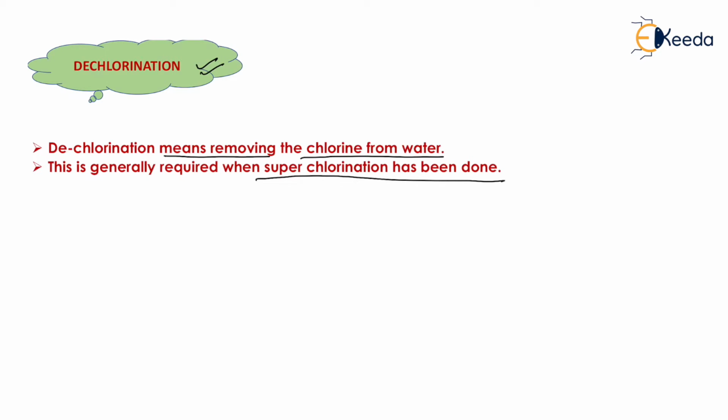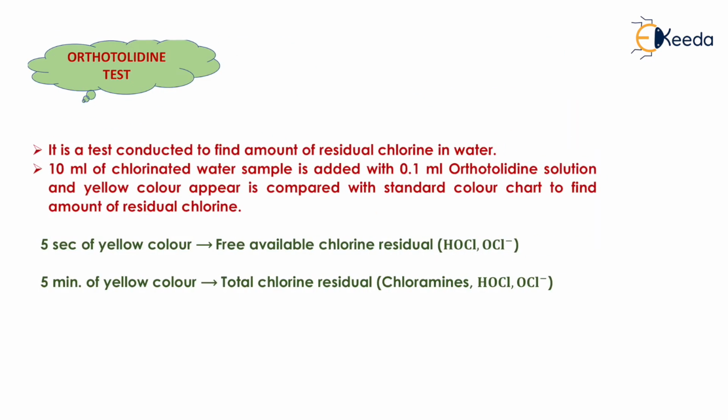Clear? Now we will see the determination of chlorine by the orthotolidine test. It is a test conducted to find out the amount of residual chlorine in water. How can we find the amount of residual chlorine in water? We take 10 ml of chlorinated water sample and add 0.1 ml of orthotolidine solution. After adding the orthotolidine solution, you will observe a yellow color in that beaker.